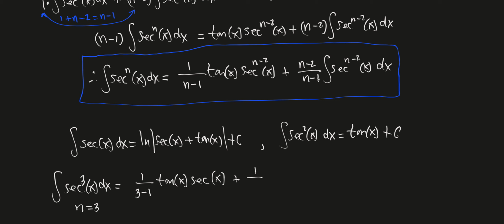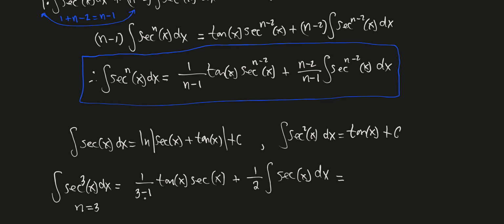This denominator is 2. And then we have times, and then again, if n is equal to 3, then this exponent reduces to 1. So we have this, right? But we know what the antiderivative of secant is. It's this, right? So when we put it all together, here is our result for secant cubed.